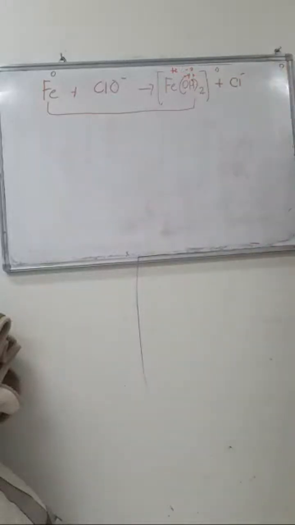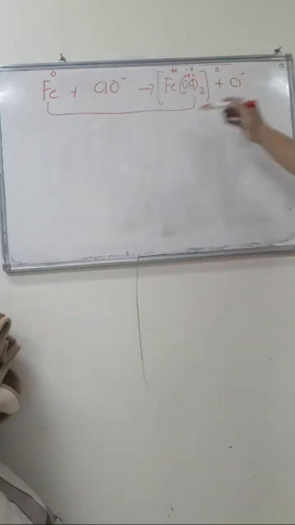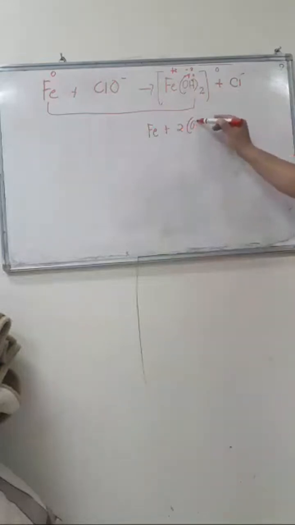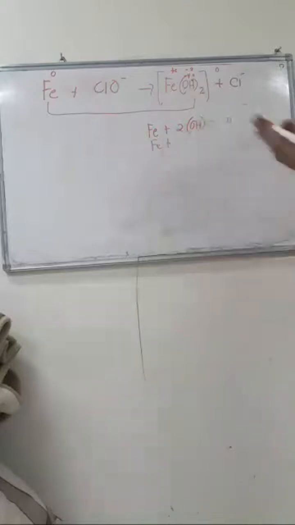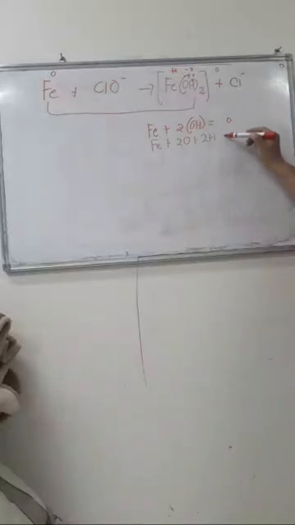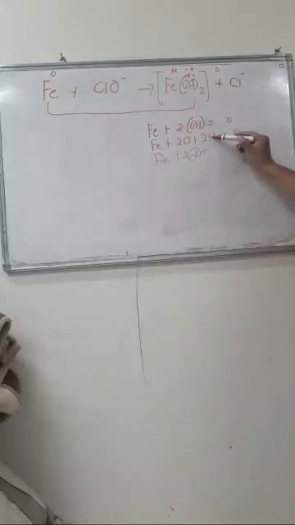I think it's correct, but for me, I'm not confident. I will use an algebraic expression because somewhere along the way, I might be wrong. So, iron plus 2 OH in parentheses is equal to 0. This is the same as distribution multiplication in math. So 2 times oxygen, 2 times hydrogen is equal to 0. So iron plus the charge of oxygen negative 2 plus 2 times the charge of hydrogen, positive 1, is equal to 0.